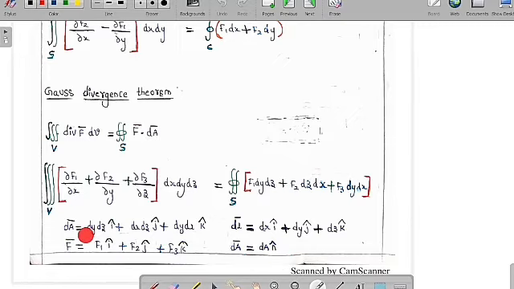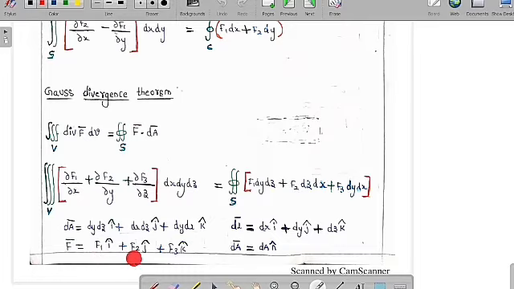So if you want to write in terms of the Cartesian coordinate system, dA bar is equal to dy dz i cap plus dx dz j cap plus dy dx k cap, and dr bar is nothing but dx i cap plus dy j cap plus dz k cap. If you do the dot product of these two vectors, you are going to get f1 into dy dz plus f2 into dx dz plus f3 into dy dx.